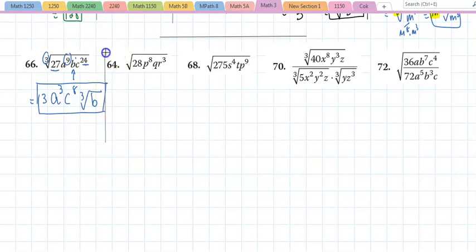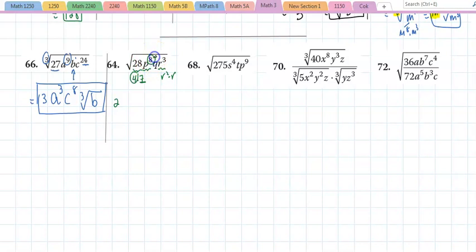If I look at number 64, I notice that there is no perfect square there. There isn't a number that I multiply by itself, an integer, that gives me 28. So I have to play around and say, okay, well, that is really 4 times 7. This is a perfect square. This here I could write as r squared times r, and pretty much I could say, well, the square root of 4 is a 2. I have a 7 left over.